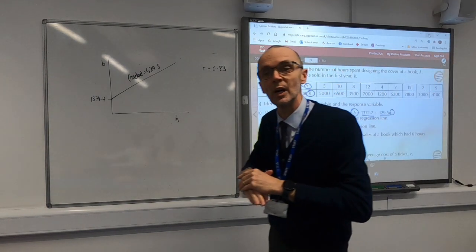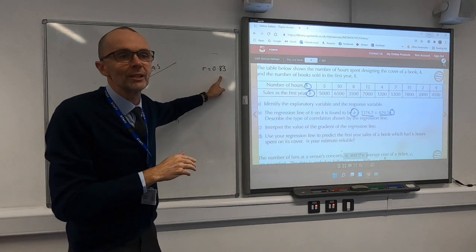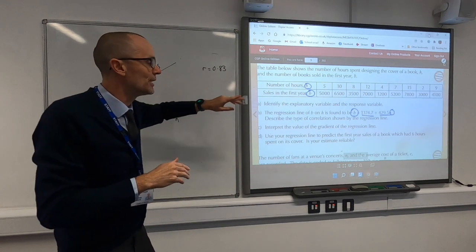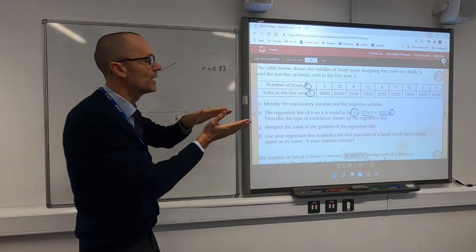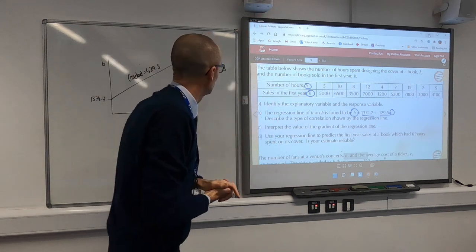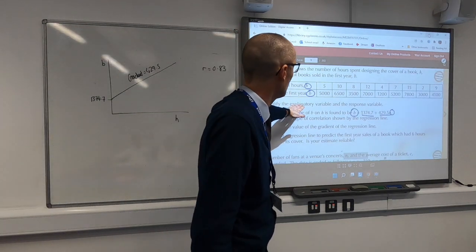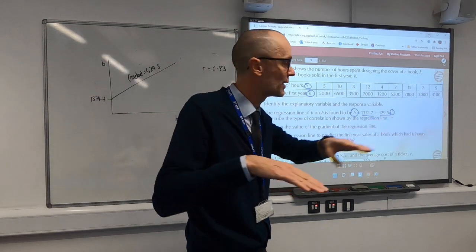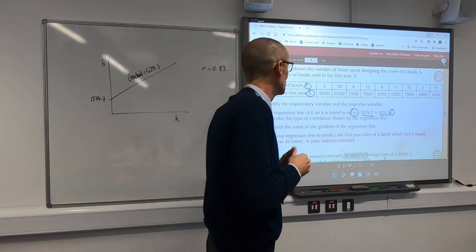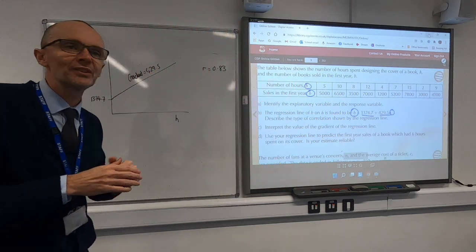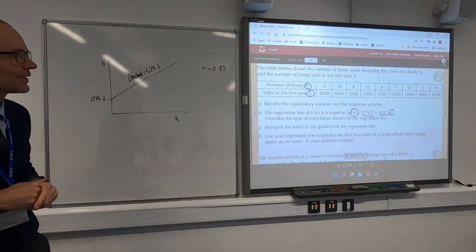The other reason it's a reliable estimate is that we've got strong correlation. The weaker the correlation, the less reliable the estimates are, because the points will be further away from the line of best fit. And the last, sorry, I didn't mention it: the explanatory variable, that's the independent variable, the x variable, so that's number of hours, and the response variable, the thing that is being affected, that's the sales, that's B.